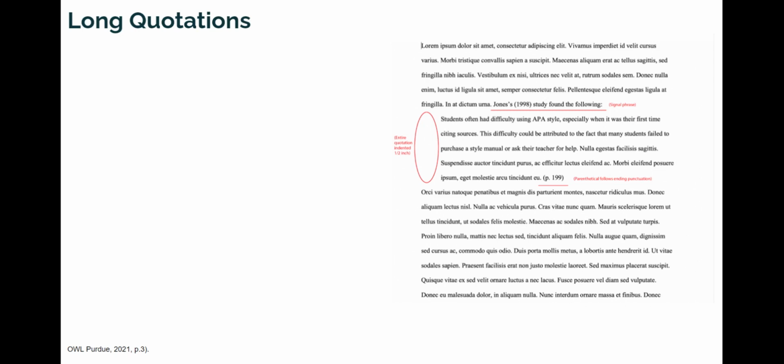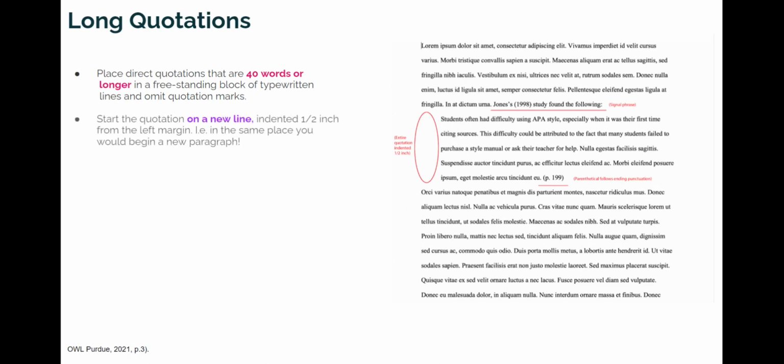However, there is perhaps one or two occasions where you think that a larger chunk of text is so important that it must be included in your own literature review or your research paper. So, if you have a quotation that is 40 words or longer, then it must be formatted in this way that you can see on the right hand side here. So it should be placed in a freestanding block of typewritten lines, and you don't necessarily need to have quotation marks.